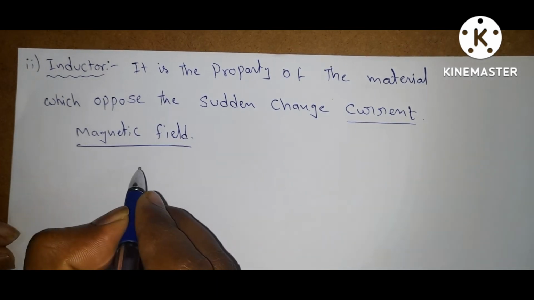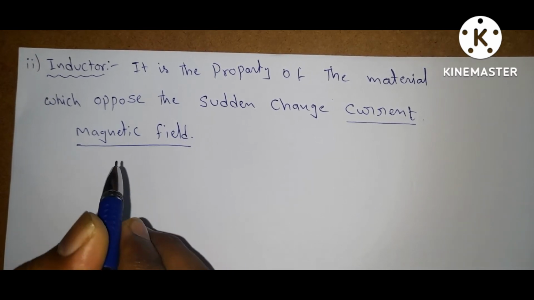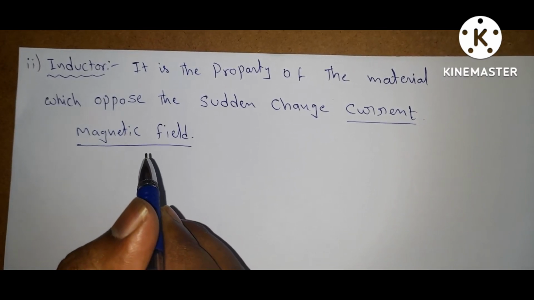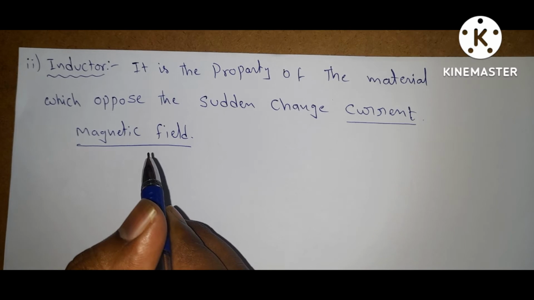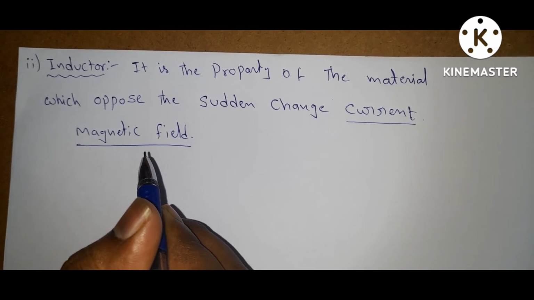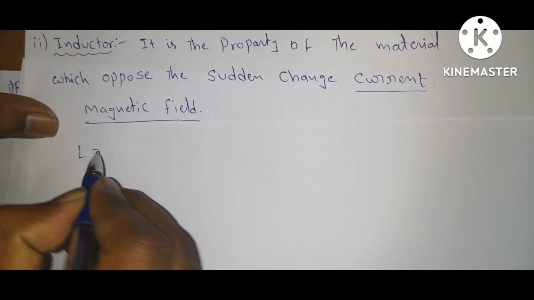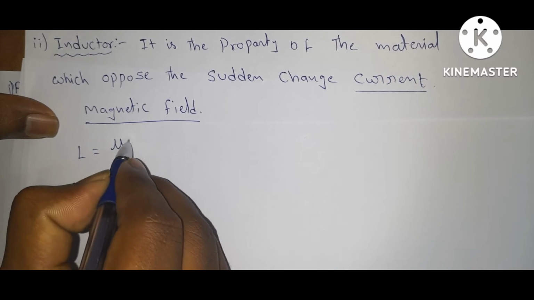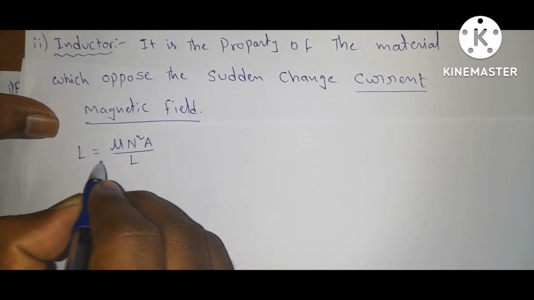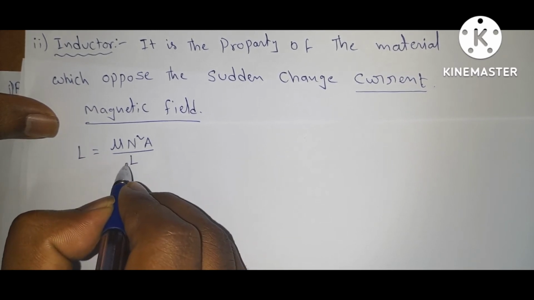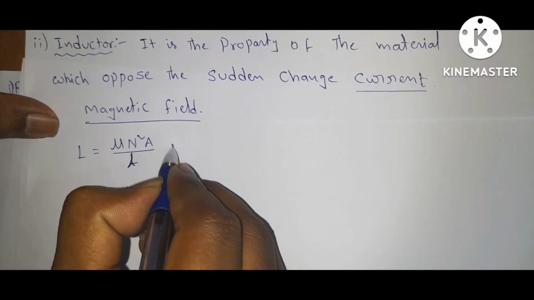Resistor will dissipate the energy in the form of heat. Inductor will store the energy in the form of magnetic field. Inductor means it is the property of the material which will oppose sudden changes in the current, and it will store the energy in the form of magnetic field. Now, the formula for the inductance of any coil is given as mu N square A by l Henry.